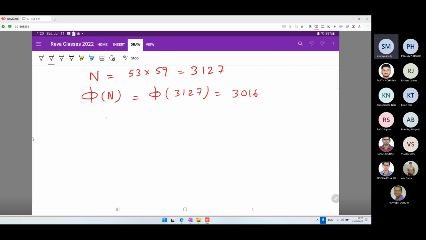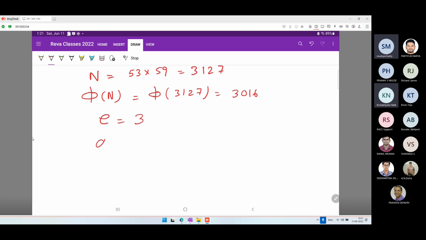Now let us take any encryption key which is not a factor of this one. Give me any number which is not a factor of 3016. 3015? That is too big a number. Let's take three. 3016 is not divisible by three, right? So let us take a simple number, three.